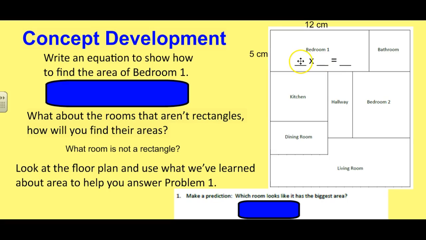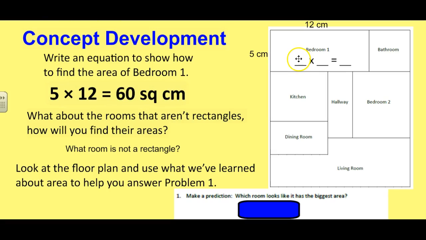So I want you to go ahead and tell me what two numbers we are going to multiply to help us find the area of this bedroom. And then I also want you to fill in this blank of what is the area of bedroom 1. Whenever you're ready to check your answer, you can push play.